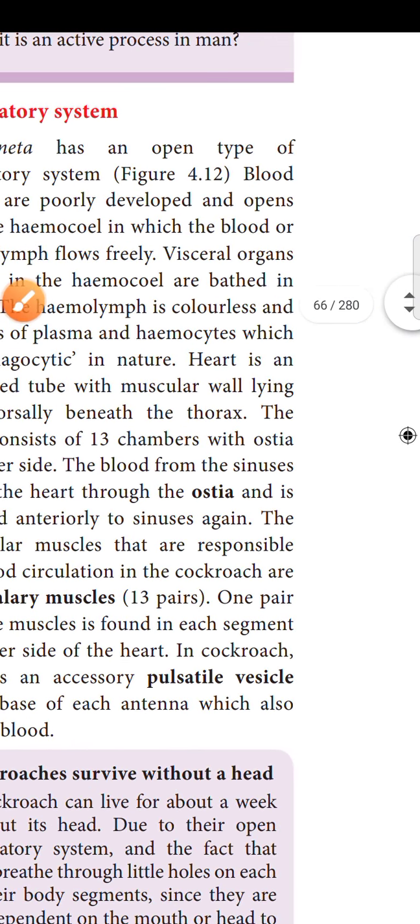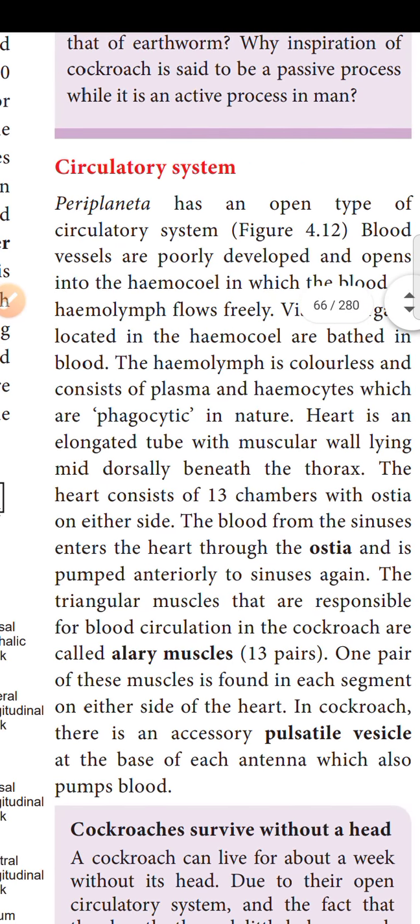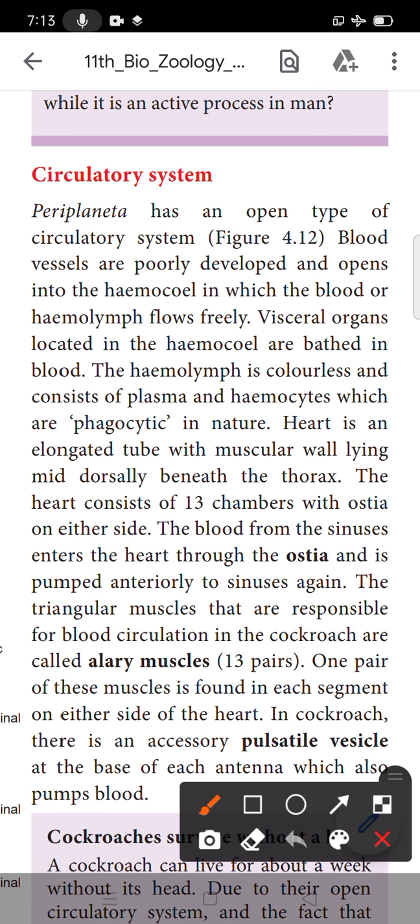Okay, we will see the next topic, the circulatory system of the cockroach. Already you know circulatory means the study of the blood and the blood vessels. What is the circulatory system of the cockroach? Periplaneta has an open type of circulatory system.